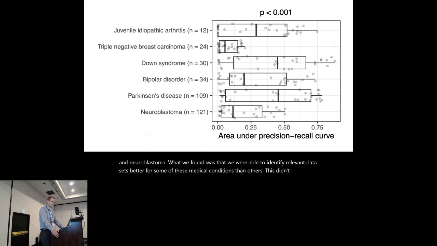This didn't necessarily correspond to how commonly or not commonly each of those medical conditions was studied. We had more success with Parkinson's disease and Down syndrome, and less success with neuroblastoma and triple negative breast cancer. We think for neuroblastoma, part of the challenge is that there are cell lines originally derived from neuroblastoma patients. A lot of times we identified studies that had used those cell lines, but weren't necessarily relevant to neuroblastoma as a medical condition. That's just one example.